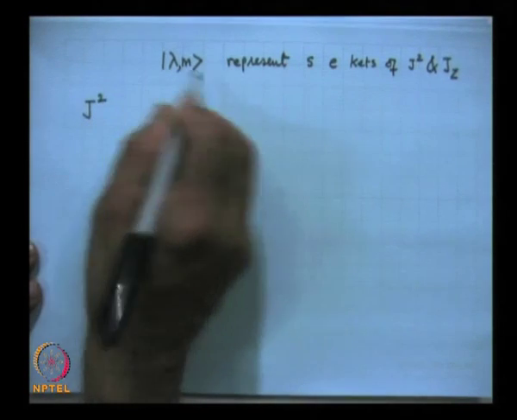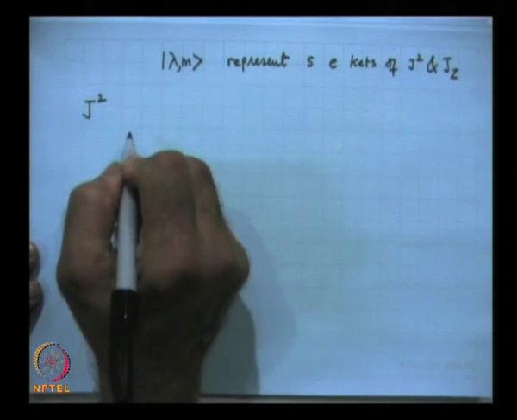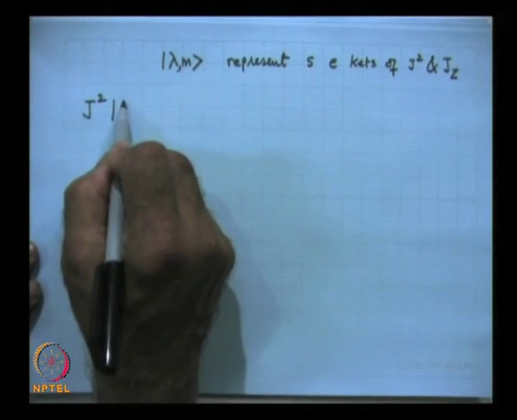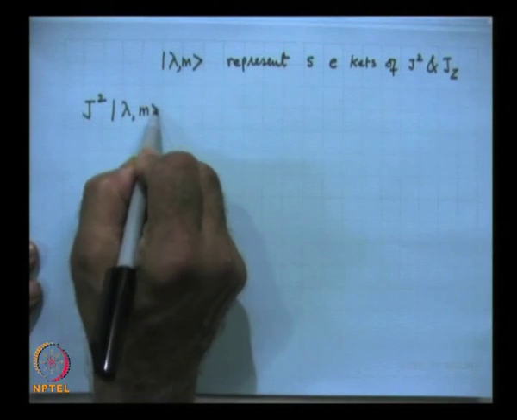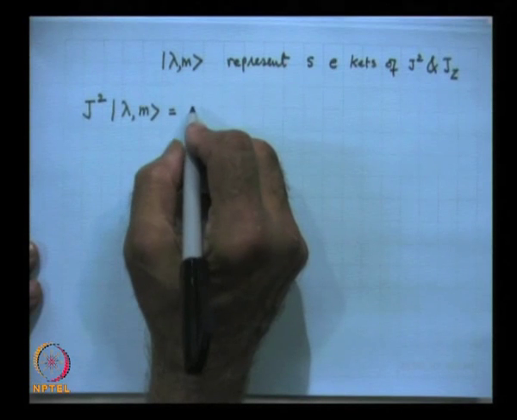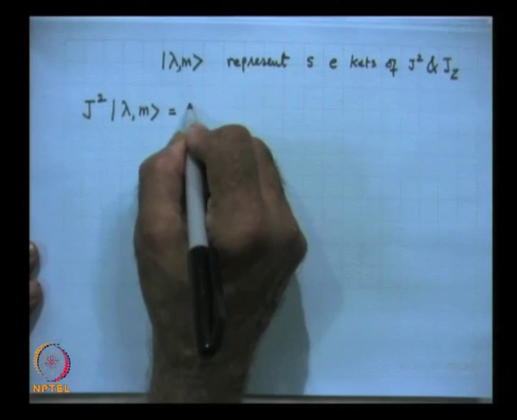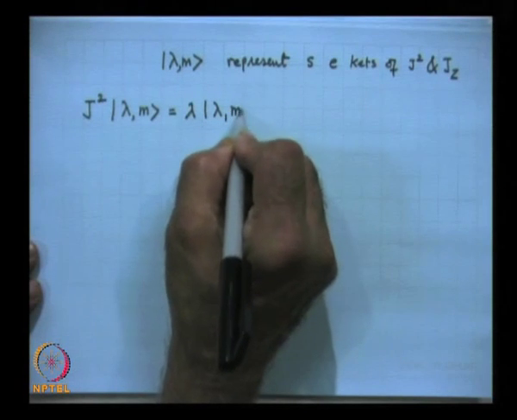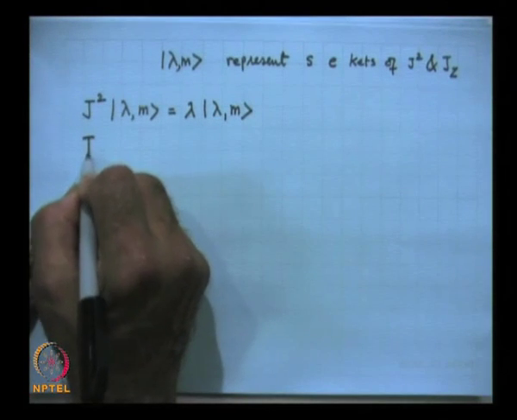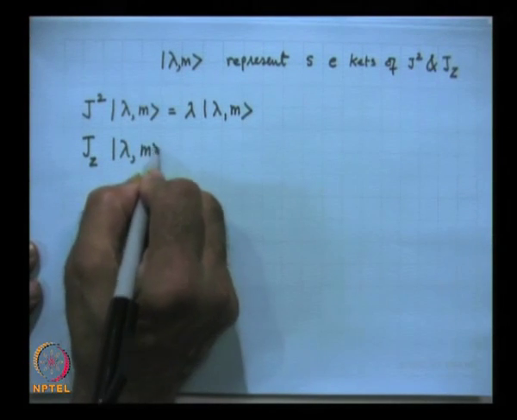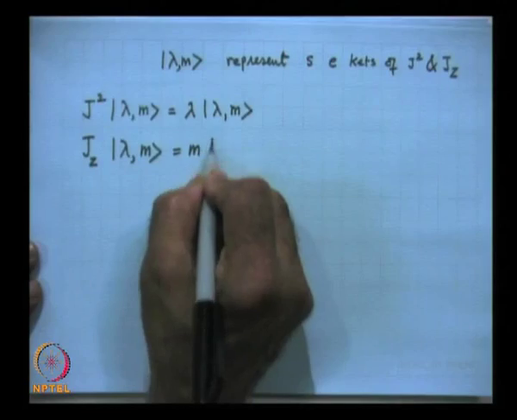It is not lambda times m, these are two numbers. So, ket lambda m is a simultaneous eigenket of the operator j square and of the operator jz. Let the eigenvalues be denoted by lambda and m: j square operating on ket lambda m is equal to lambda ket lambda m, and jz operating on lambda m is equal to m ket lambda m.